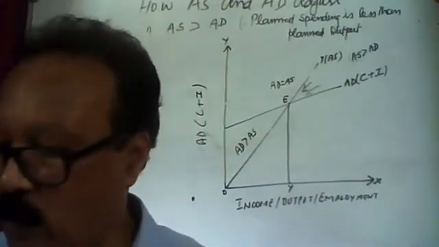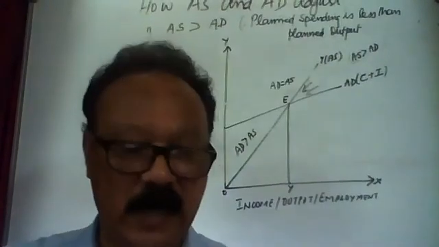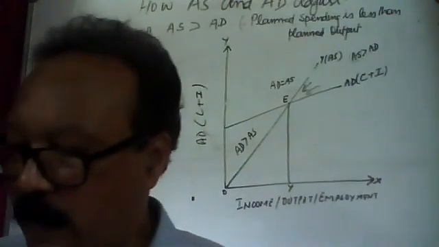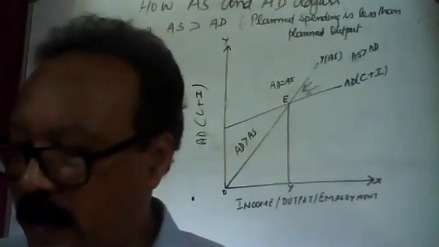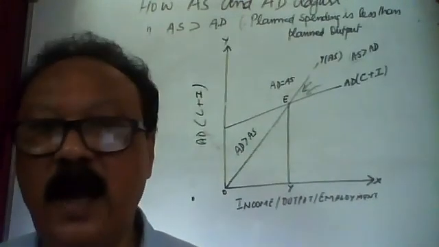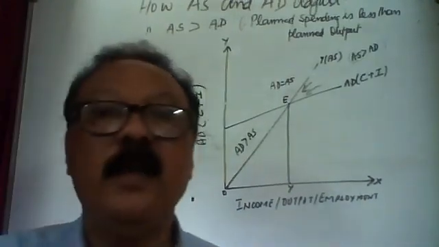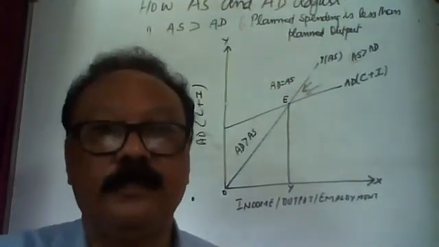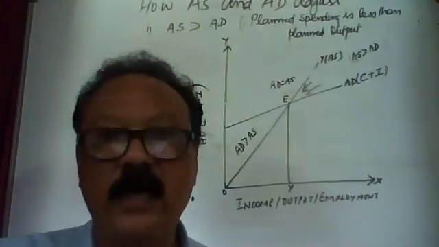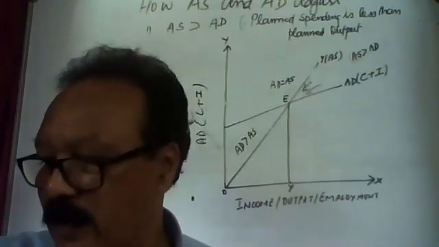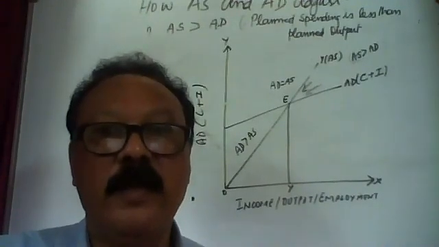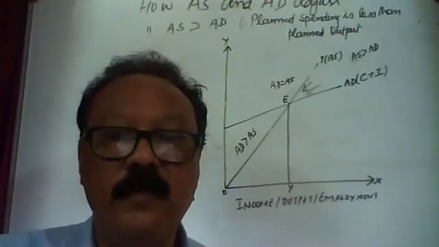So now in this you write one more line. If AS is greater than AD, write down one more line. There will be a tendency of decrease in production and national income till it reaches the equilibrium level of income. And we will continue the rest tomorrow as we are running out of time.